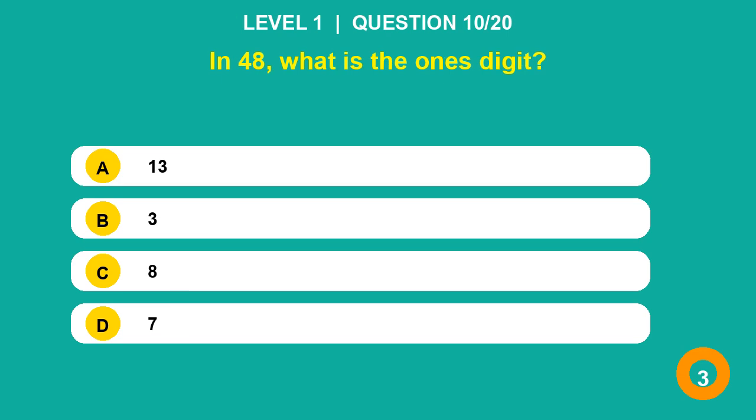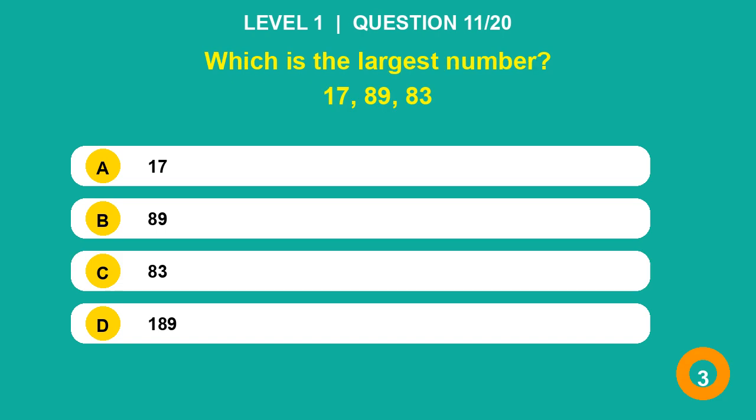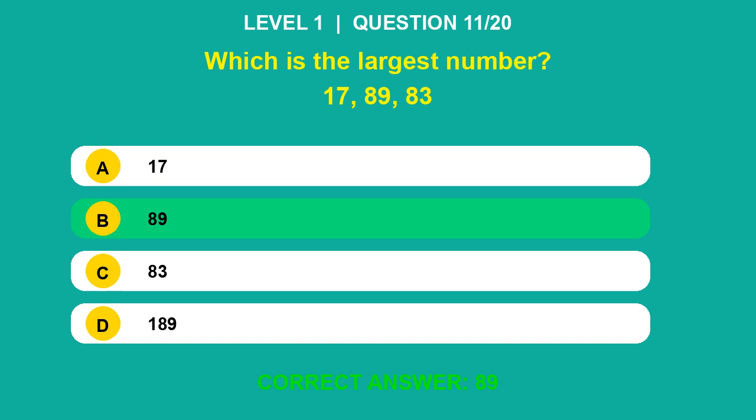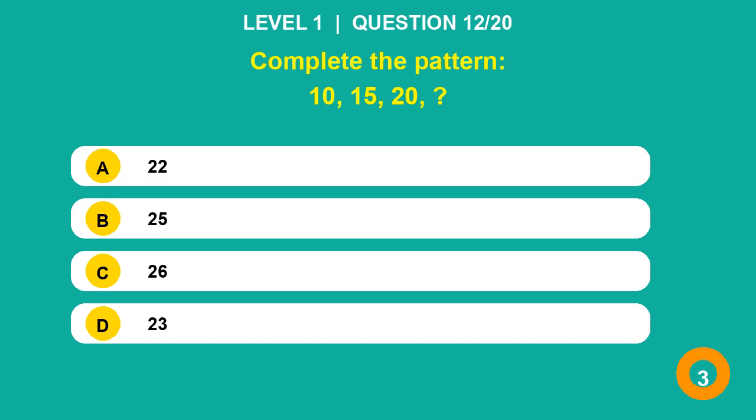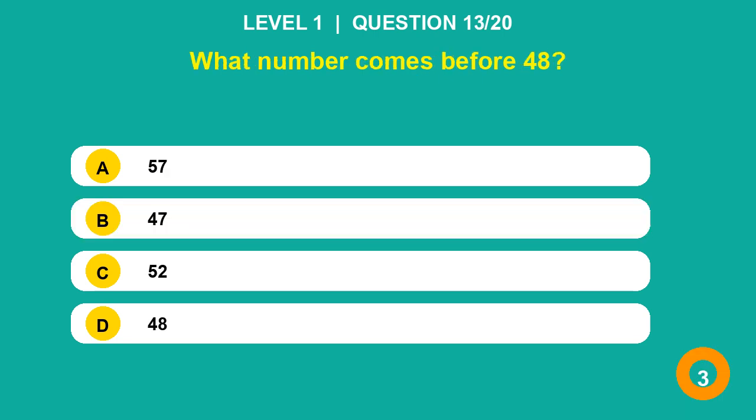In 48, what is the ones digit? Answer is 8. Which is the largest number? 17, 89, 83? Answer is 89. Complete the pattern. 10, 15, 20? Answer is 25. What number comes before 48?